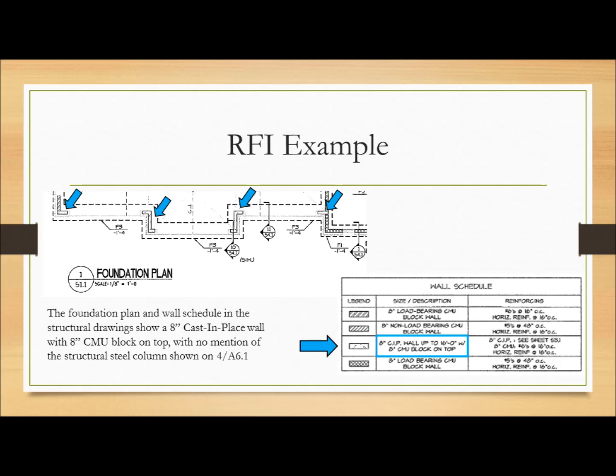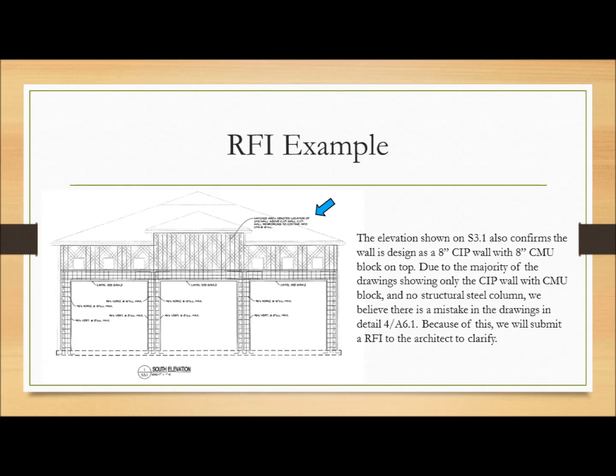As we can see, the structural steel that was shown on A6.1, detail 4, is nowhere to be seen. The south elevation shown on S3.1 further confirms the wall is designed to be an 8-inch cast-in-place wall with 8-inch CMU block on top. Due to the majority of the drawings showing only the cast-in-place wall with the CMU block and no structural steel, we believe there is a mistake in the drawings regarding detail 4 on A6.1. We also know the structural drawings take precedence over the architectural drawings.